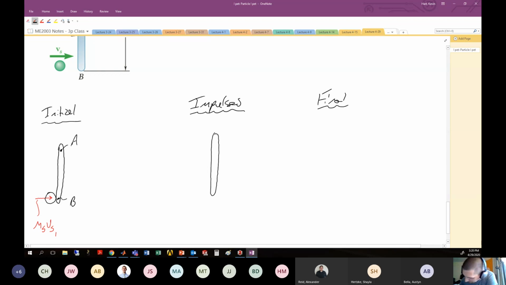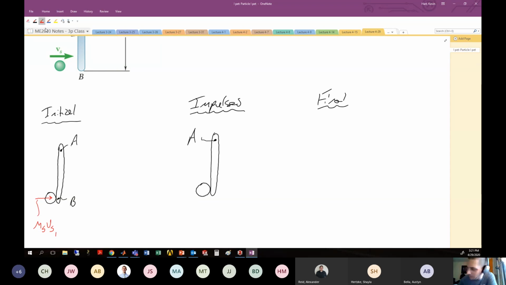The impulses here. Here's point A, and here's the sphere, which is striking the rod. Yes, there are going to be forces that are transferred between the sphere and the rod. But since we're considering this as a system, the forces transferred between the sphere and the rod are going to be contained within the system. So these are not external forces because they're contained within the two objects that we have.